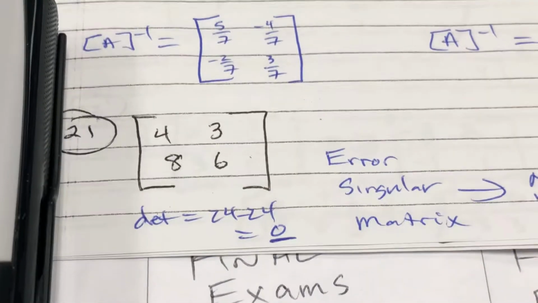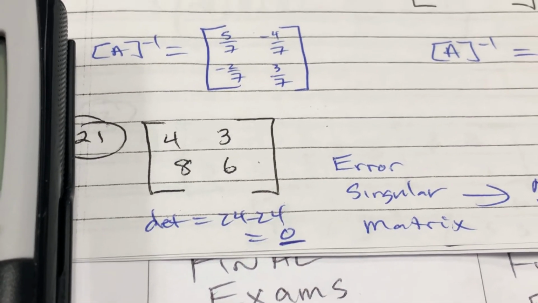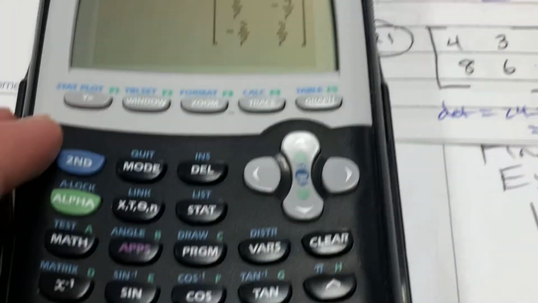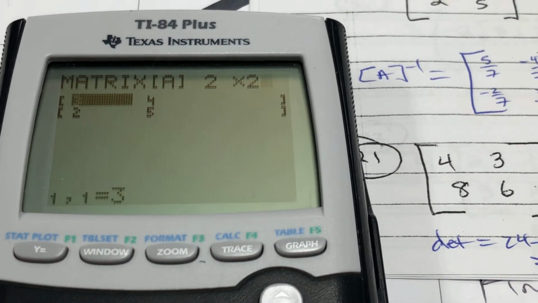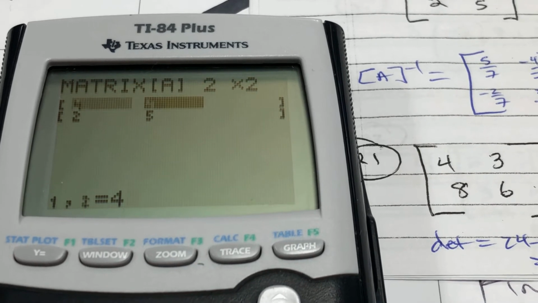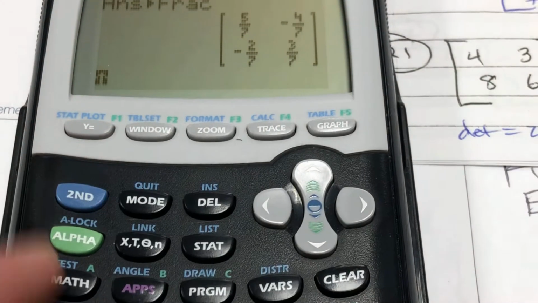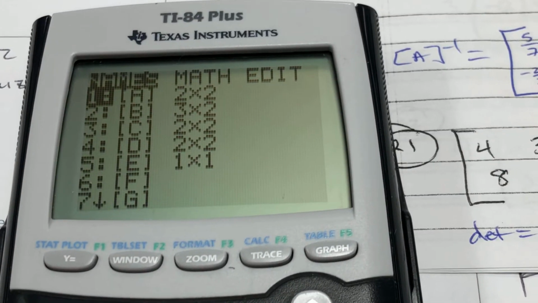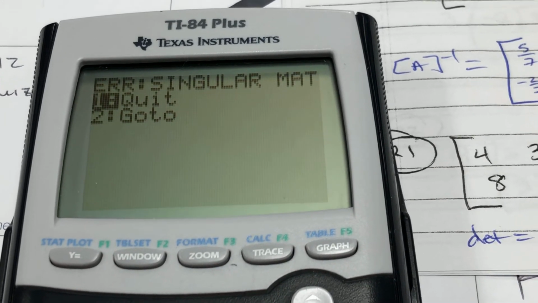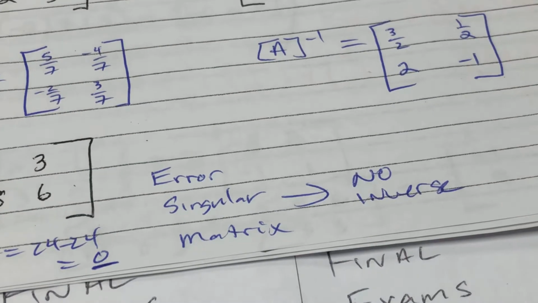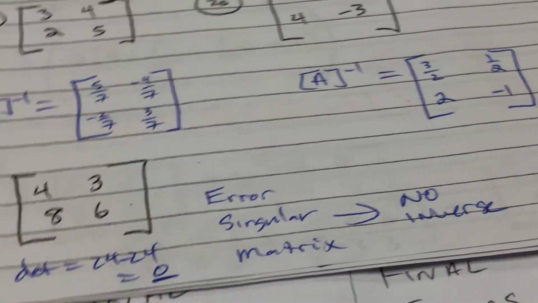Let's talk about 21. So first off, the determinant is 0. Now that's very important. So let's type it in. You might not investigate that first. So second x to the negative first, go over to edit. A is another 2 by 2. We got 4, enter, 3, enter, 8, enter, 6, enter. Okay, so I hit second x to the negative first, name's A. I want A inverse. Error, singular matrix. Okay, it has no inverse because the determinant is 0. Determinant of 0, it has no inverse. So you're going to write error, singular matrix, no inverse.